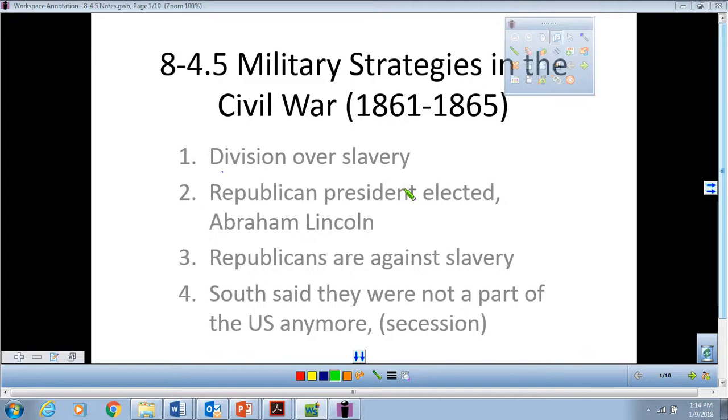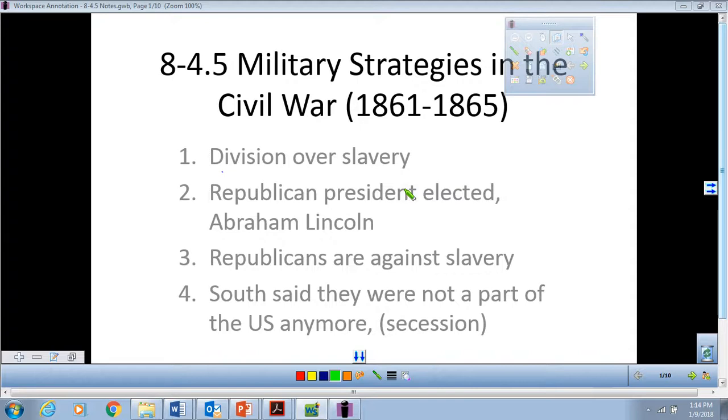So, the South secedes. South Carolina is first, followed by 6 other states. Then even more secede. And they all formed the South during the Civil War, which is called what? The Confederacy.